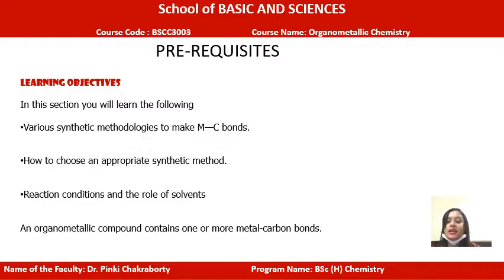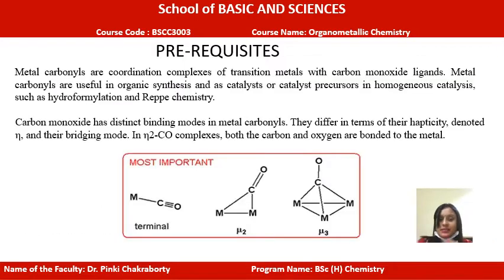Next, there are different types of synthetic methods which help in the formation of carbonyl complexes, and we look at the effect of all those synthetic methods on the bonding characteristics of those carbonyl compounds. Then, the reaction conditions which are required. And the fourth is the different types of organometallic compounds and the different types of bonds or possibilities, whether we talk of a sigma bond or a pi bond, in the case of metal carbonyl complexes.